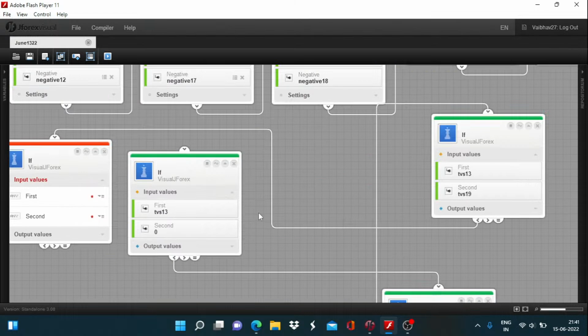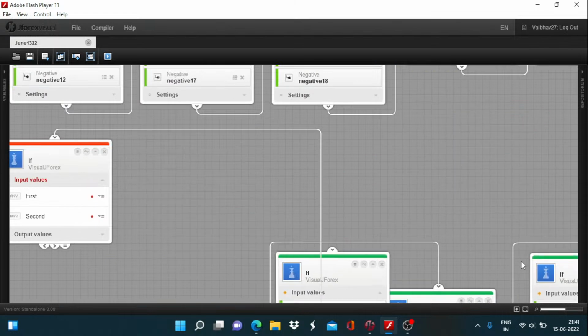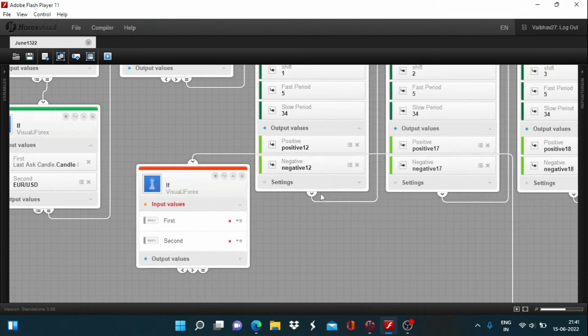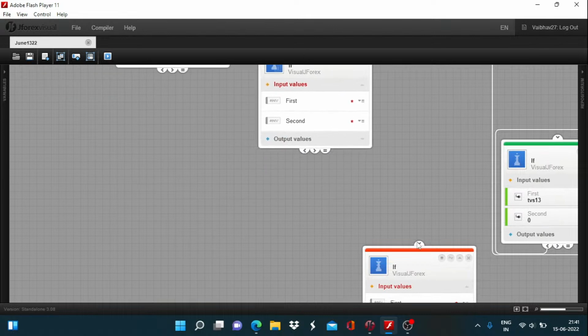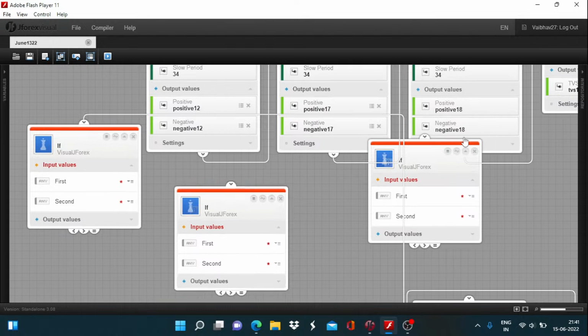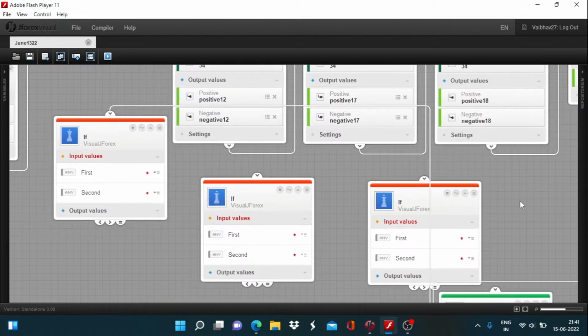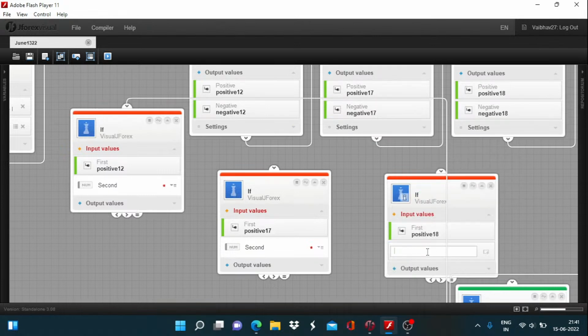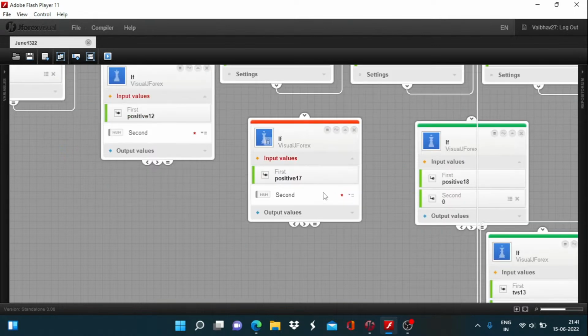Then we need the AC2 indicator output values to be on the positive side. So we will need last 3 hours, positive 12, positive 17 and positive 18. All these three values to be above 0. So first input, not equals, it should be greater than 0 actually.